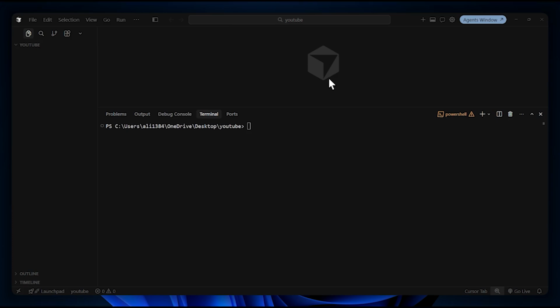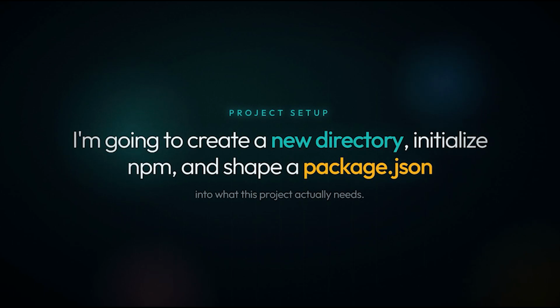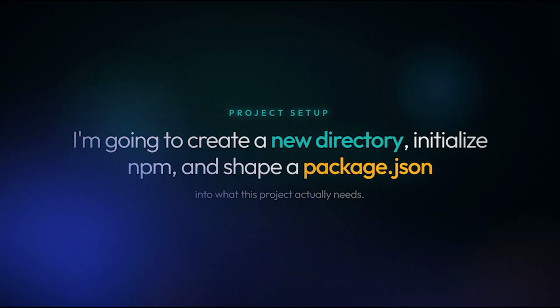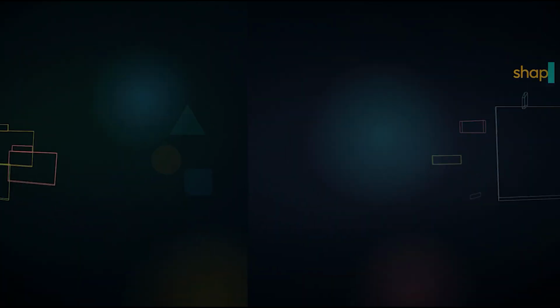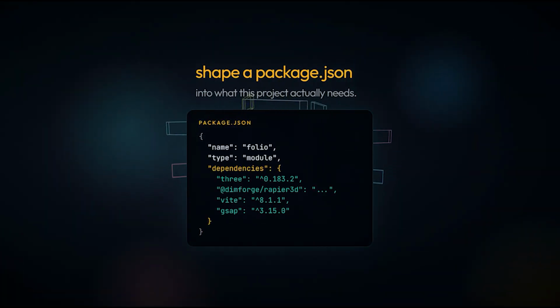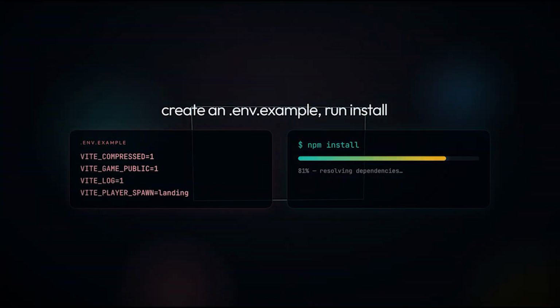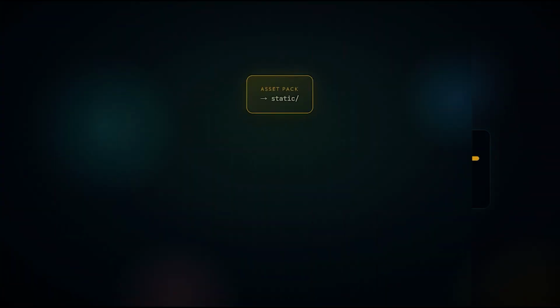Alright, fresh folder, clean slate. This is where every great project starts. I'm going to create a new directory, initialize npm, and shape a package.json into what this project actually needs. Then we will lay out the folder structure, create an env file, run install, and drop the asset pack into a static folder. By the end of this part, you will have a project skeleton that matches the real repo. Nothing running yet, but all the pieces in place.